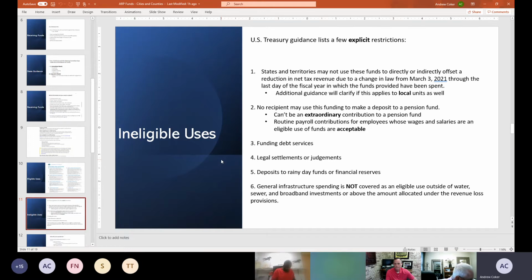Here's another main one that's going to need a little more clarification from the Treasury: they've listed that general infrastructure spending is not covered as an eligible use outside of water, sewer, broadband, and stormwater investments. However, they do have revenue loss provisions that state that road maintenance is an acceptable use of funds because it is a general government service that may have fallen by the wayside with lower revenues. That's a little tricky question right there, and we're going to need more guidance on that one before we can really proceed with confidence. So I would just stay tuned for more information on that one.